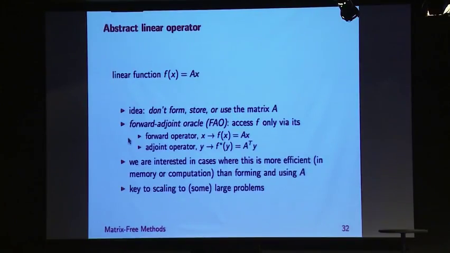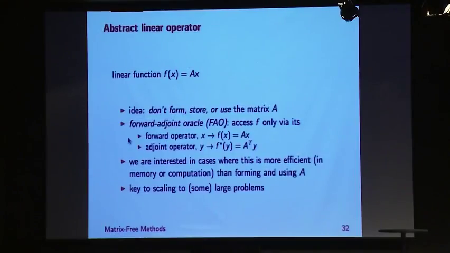Instead, you're going to represent it as an abstract entity, and it's going to be a forward adjoint oracle. Again, these are fairly standard ideas. The terms we made up, but anyway. The idea is you're only going to access that operator through the forward operator. That means you'll give it x and it will return Ax. Or you'll give it y and it'll return the adjoint, which is A transpose y.